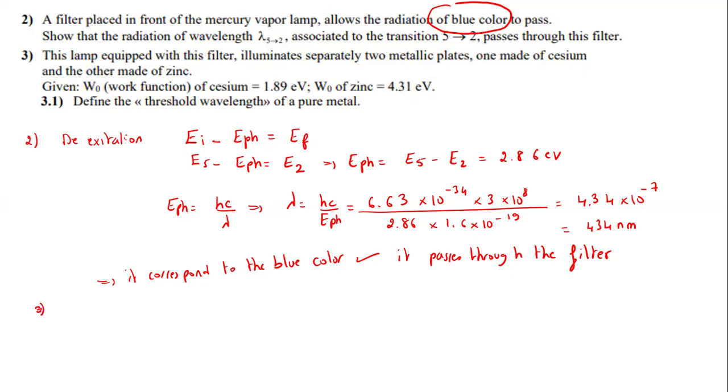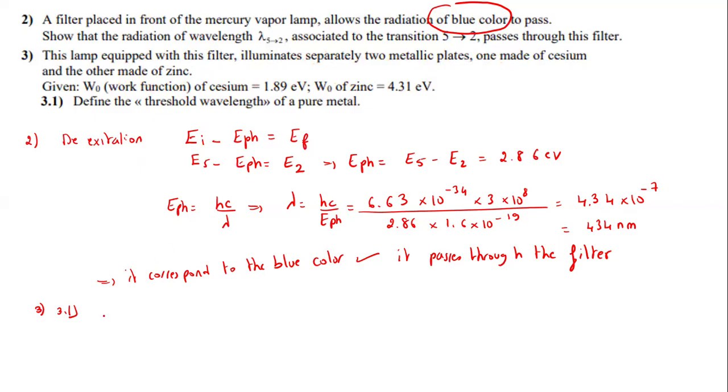Now, part 3, this lamp equipped with this filter illuminates separately two metallic plates, one made of cesium and another made of zinc, such that we have the work function of the cesium at this much and the work function of the zinc at this much. 3.1 define the threshold wavelength of pure metal. We know that the threshold wavelength is the maximum wavelength needed for the radiation to be capable of extracting an electron of the metal from the surface of the metal.